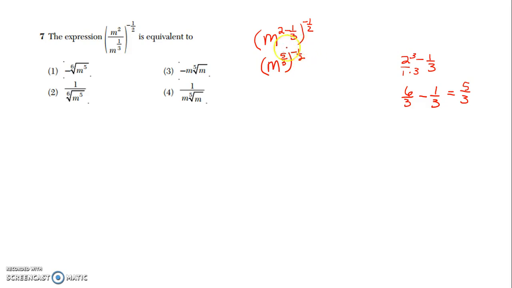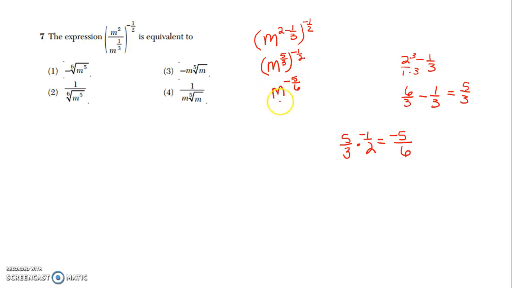When we raise to a power, we keep the base and we multiply our exponents. So then we have to do 5/3 times negative 1/2, multiply straight across the top, straight across the bottom. 5 times negative 1, that's negative 5. 3 times 2 is 6. So when you raise to a power, you multiply those exponents. So this is m to the negative 5/6 power.